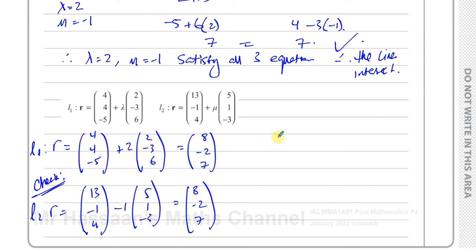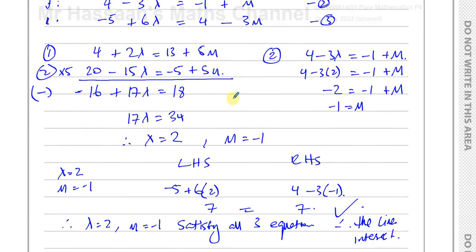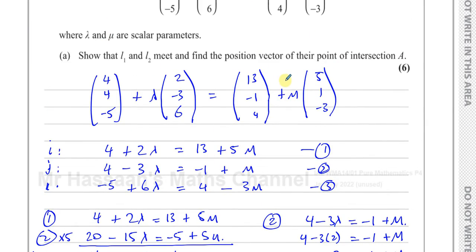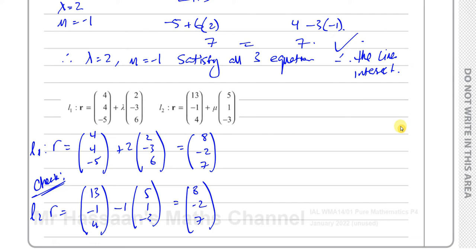All right, so we can say for sure it tells us to find the position vector of the point of intersection. So that means we've got to find the vector from O to A, which is basically 8, minus 2, 7. A is where they intersect. So it's 8, minus 2, 7. That's the position vector of where they intersect.